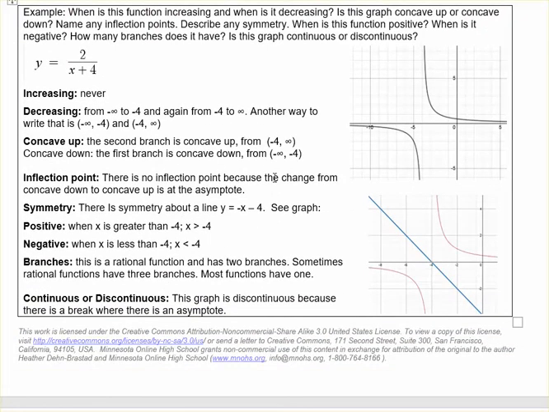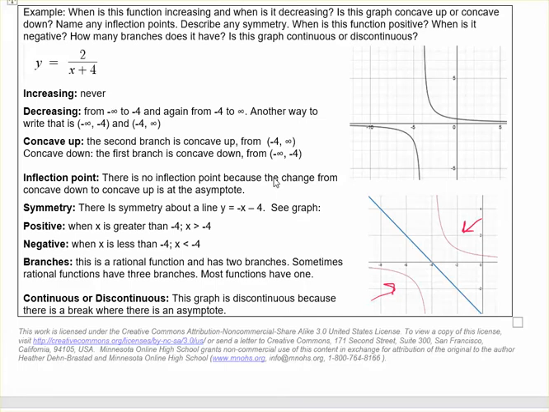Sometimes your symmetry might come at a point or about a line that's not a vertical or horizontal line. Like in this rational function, I drew in the line y equals negative x minus 4, and we can see that if we folded at that line, this branch of the function would land just on top of that branch. They look the same, they're mirror images of each other.